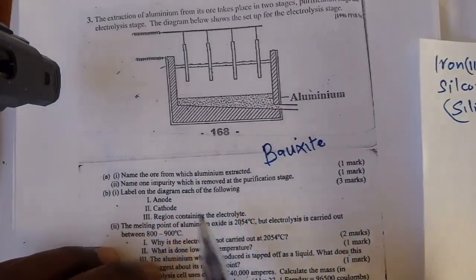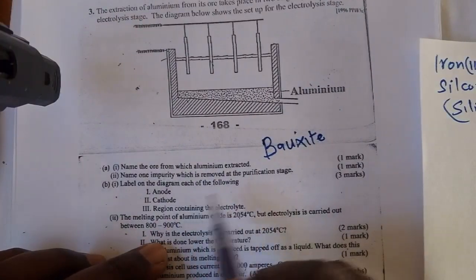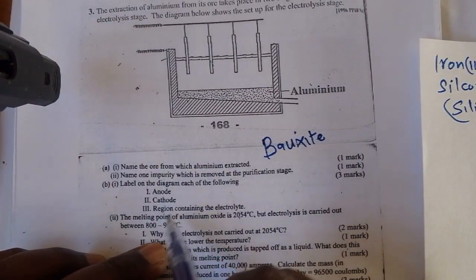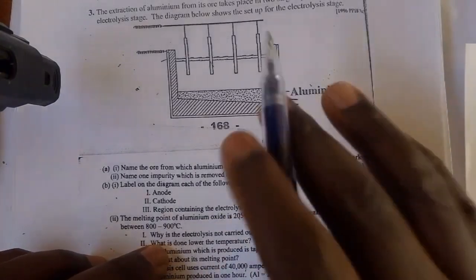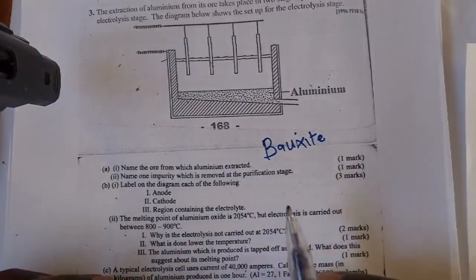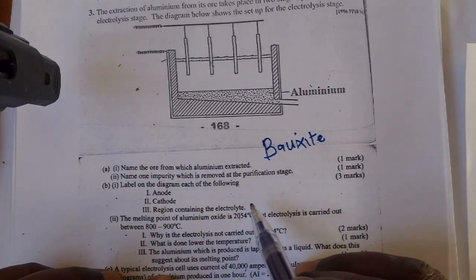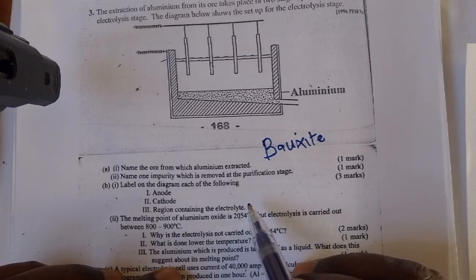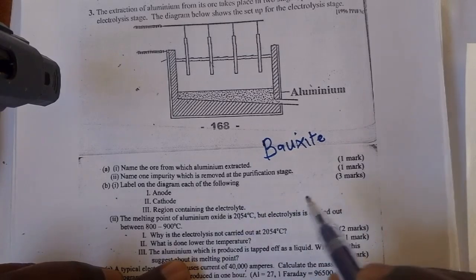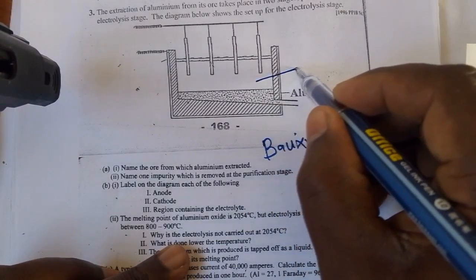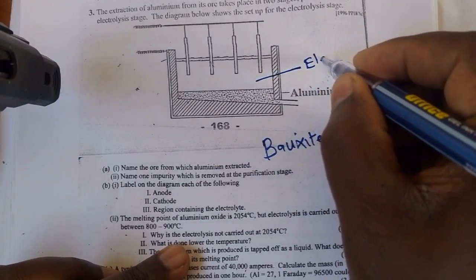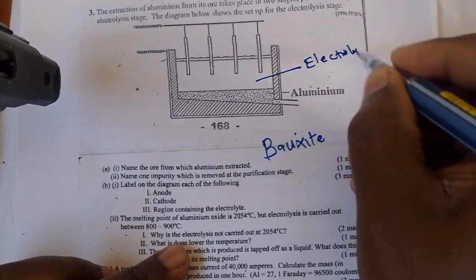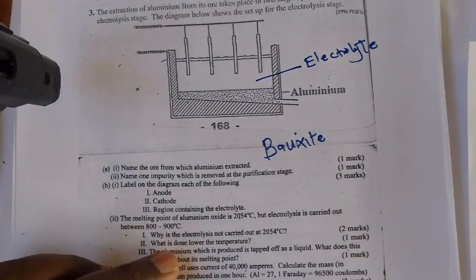Label on the diagram each of the following: the anode, the cathode, the region containing the electrolyte. It is important you master which one is the cathode, which electrode is the anode, and which one is the electrolyte. Obviously, this is the electrolyte. That is the electrolyte.